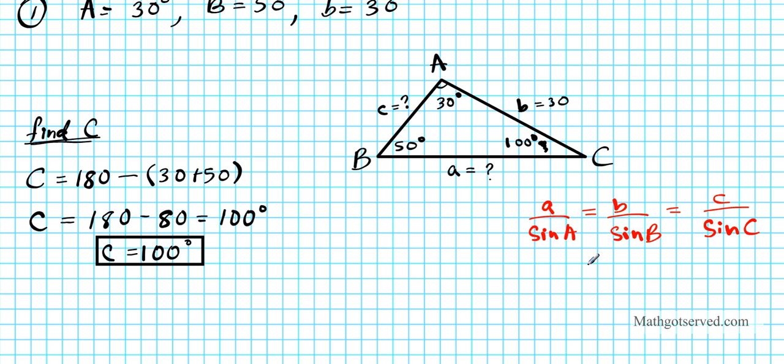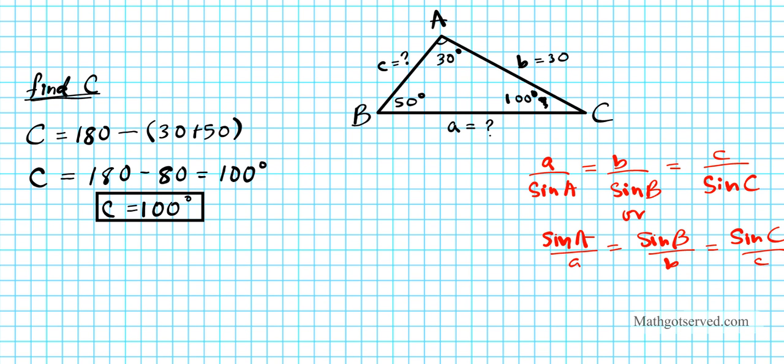We use two at a time. Another variation of this is sine A over a equals sine B over b equals sine C over c. They basically mean the same thing. So what are we looking for? How about we look for a first? Okay, so let's find a.